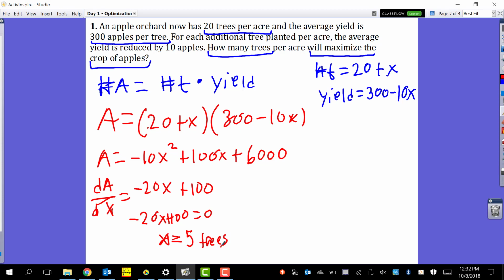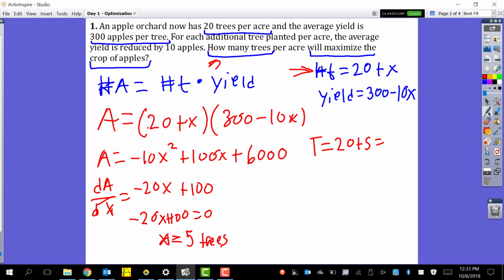We also have to understand what this number means, because some people may just stop there. They may say, okay, this is our answer, this is what we're looking for. But we're looking specifically for how many trees per acre. Okay? This is not the number of trees per acre. This is the number of trees added to the number of trees per acre. So if we were looking for the number of trees, we have to go back up to this equation right here. That was our number of trees equation. So the trees equals 20 plus 5, which is 25 trees.